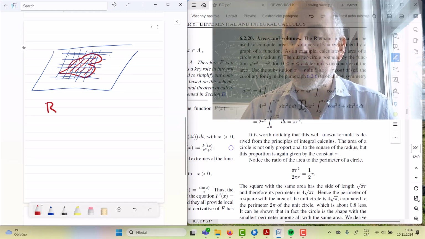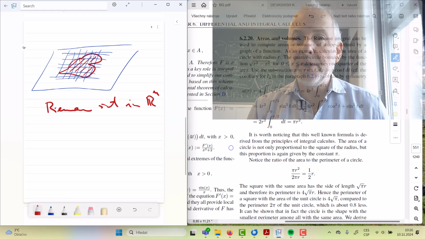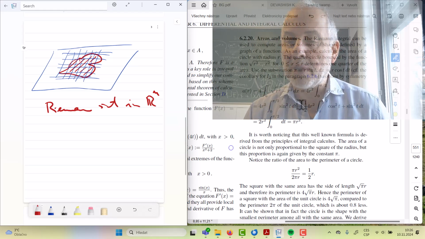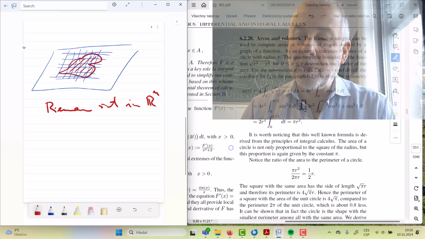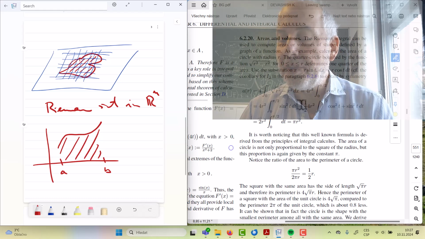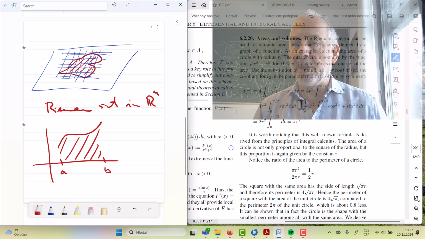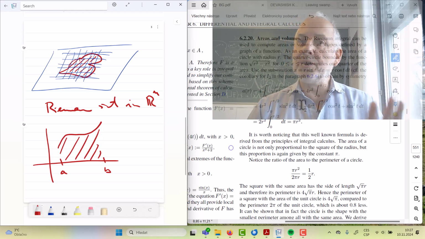So there will be again Riemann integration in Rn. We shall come to that later. So that's not what we are dealing with now. But what we can do is, for example, if we have a function from a to b, and we want to compute how big is the area below the graph, then this is exactly how we motivated the definition of the Riemann integral. And we shall see later that these two concepts coincide.